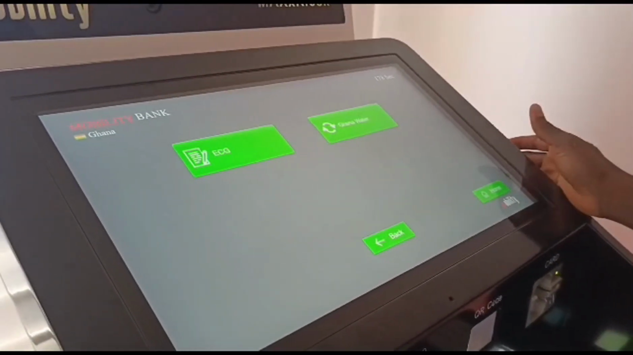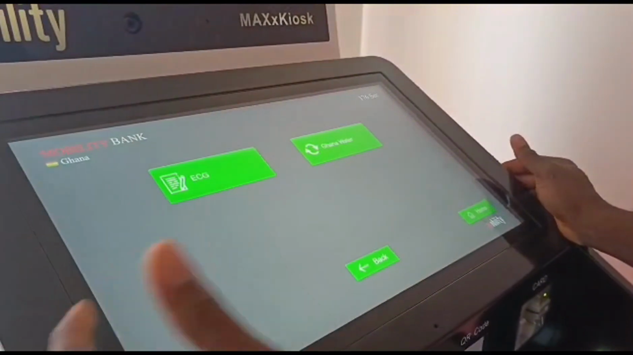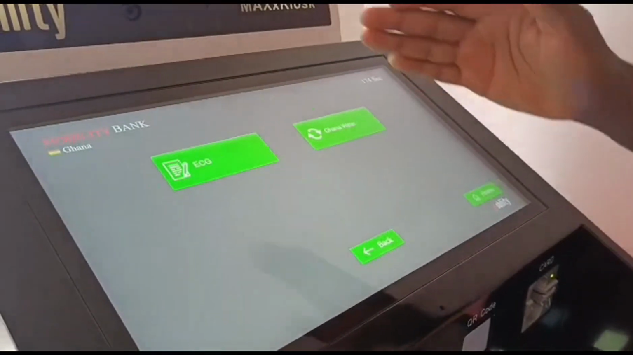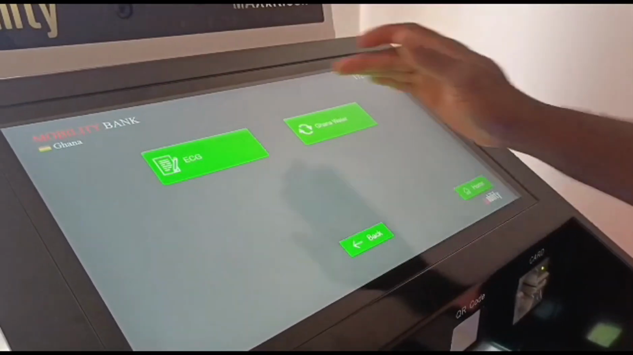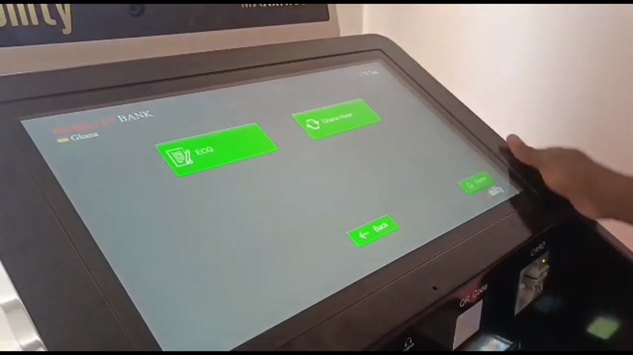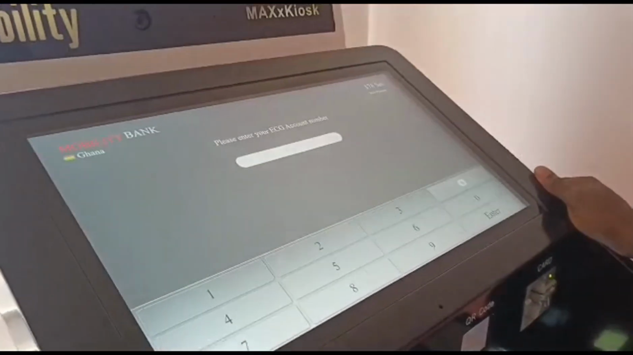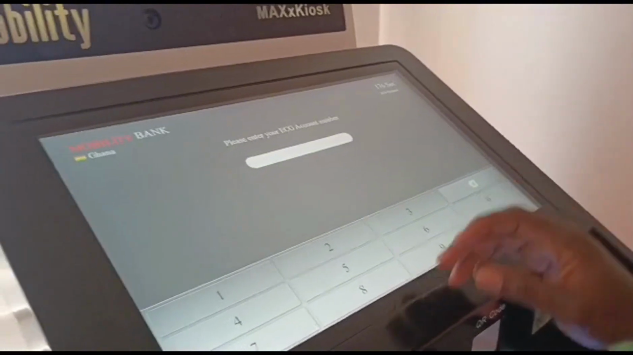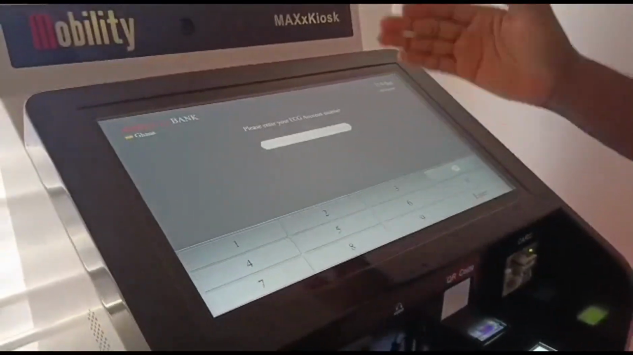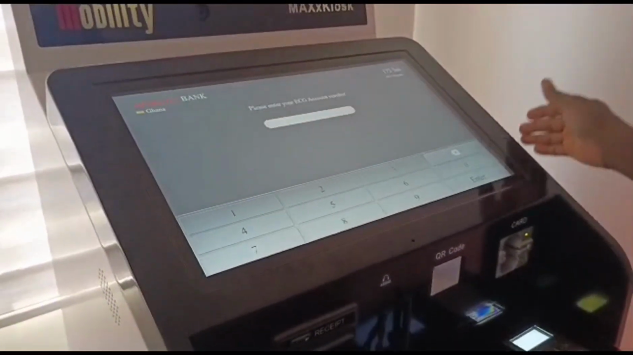Utilities here in Ghana, we have two utility services and other utilities, but here we just use two for example, the electricity and then water. So I want to pay my electricity for the month. I input my account number, my ECG account number, which is the electricity account number.